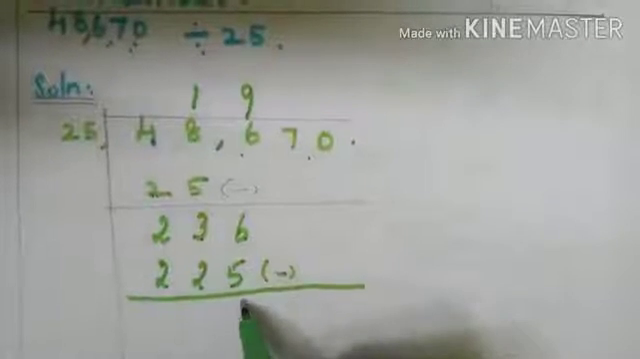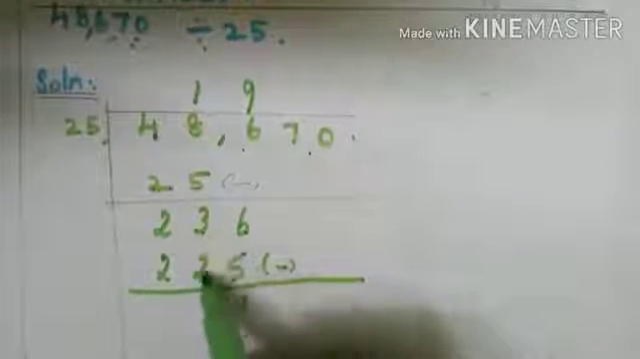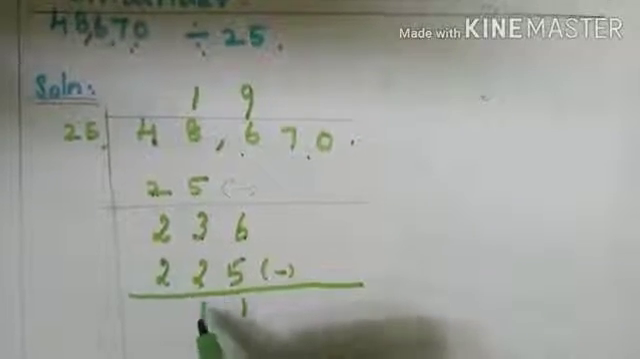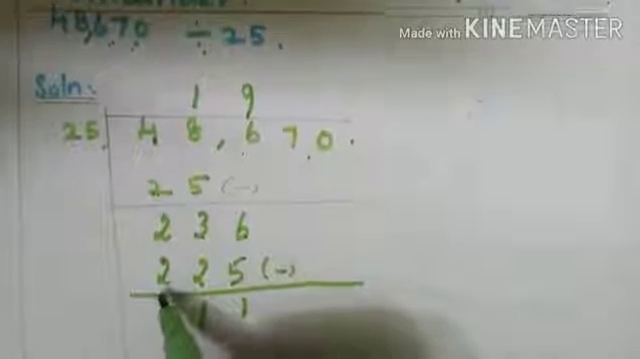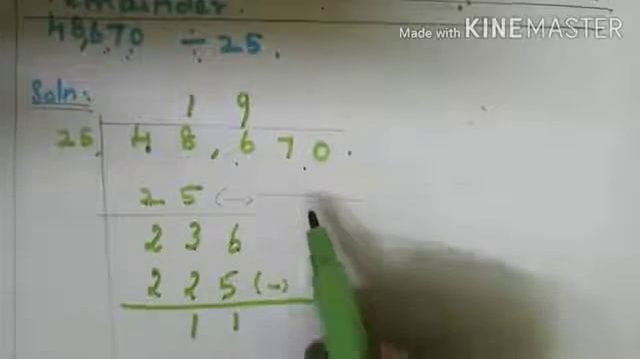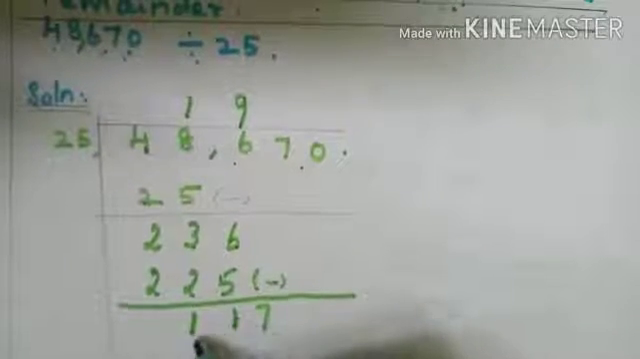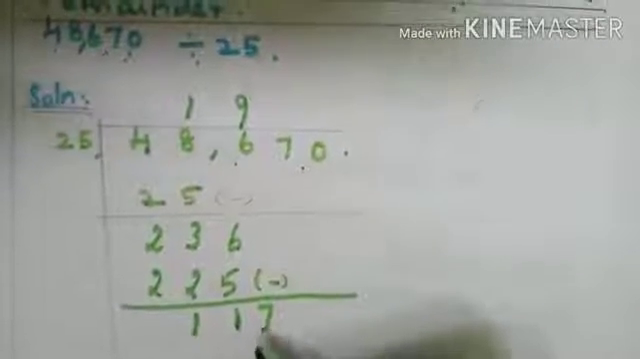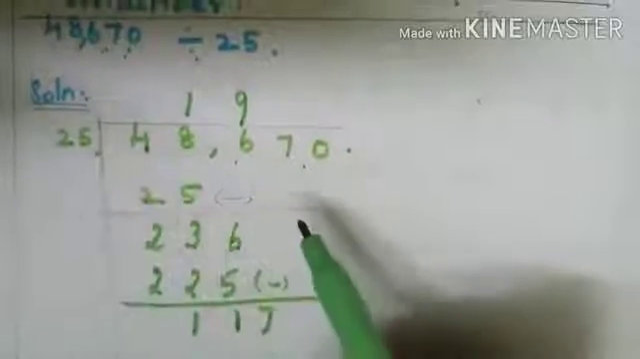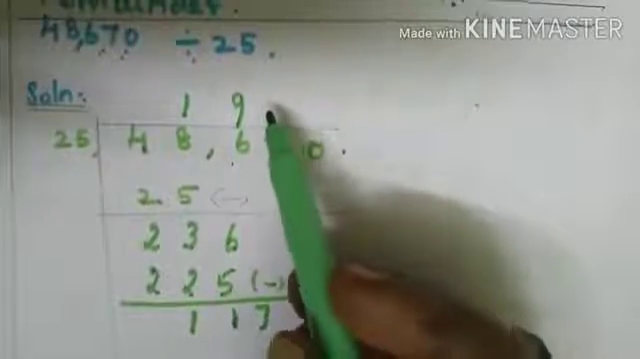6 minus 5 is 1. 3 minus 2 is 1. 2 minus 2 is 0. So, you leave it as it is. Now, we are dropping the 7 here. Now, this number is 117. Now, from the 25th table, when we take 4 25s, what will we be getting?